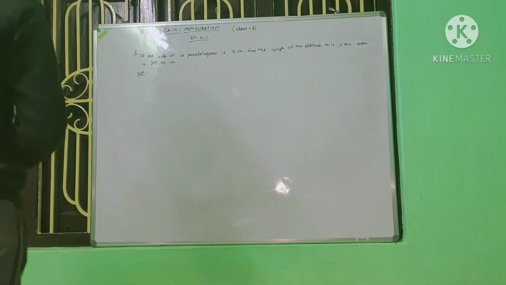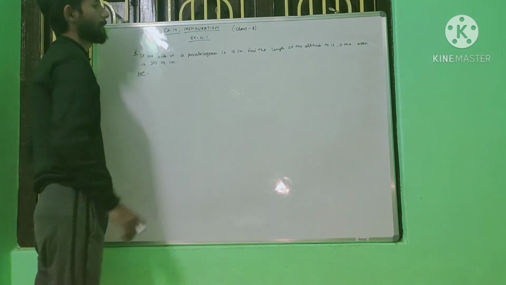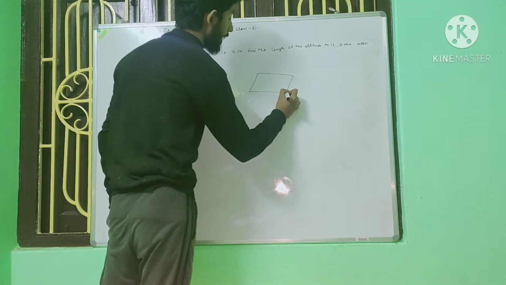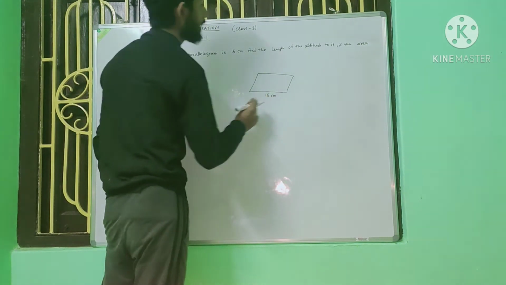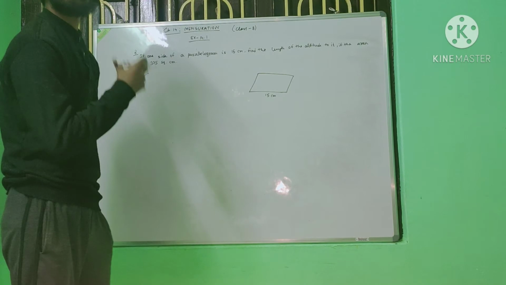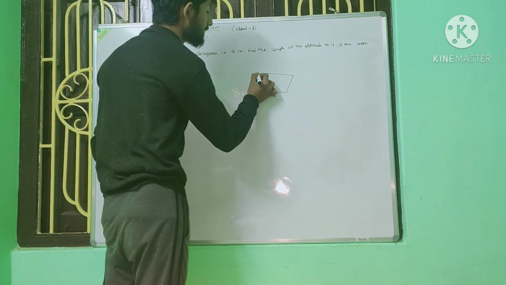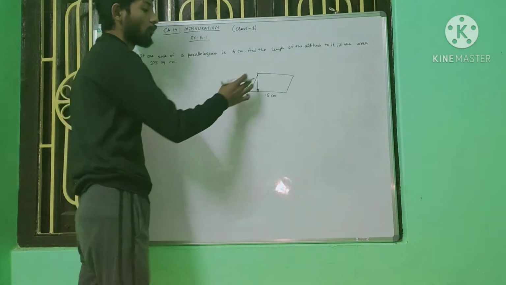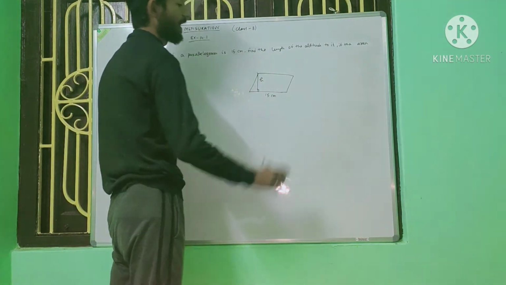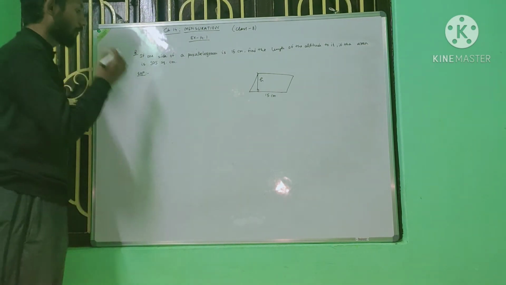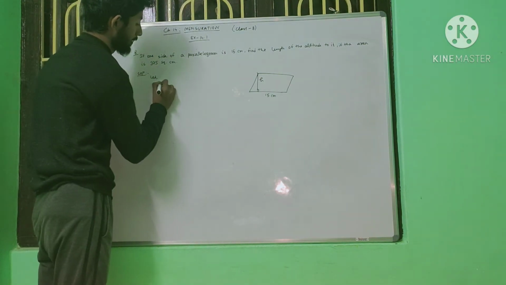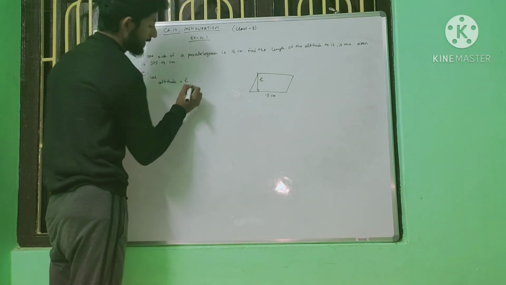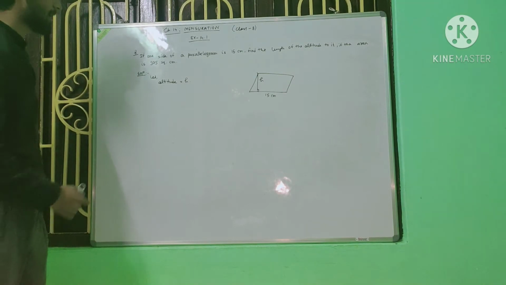Now over here we can see that if one side of the parallelogram is 15 centimeters, suppose we will draw a parallelogram and this is 15 centimeters. Now it says find the length of the altitude. What is the meaning of altitude? Altitude means this length. This particular length is called altitude, and we know that this is also corresponding height, so that we can write let altitude equals to h.